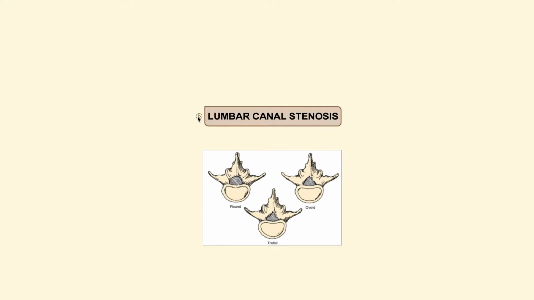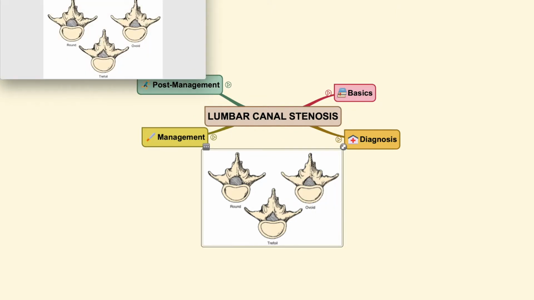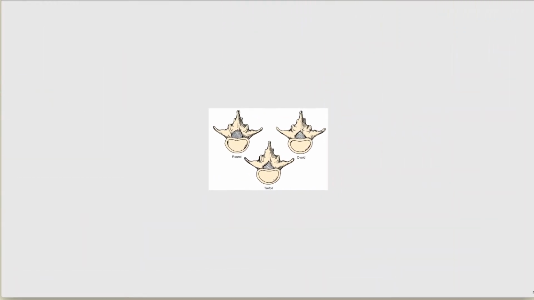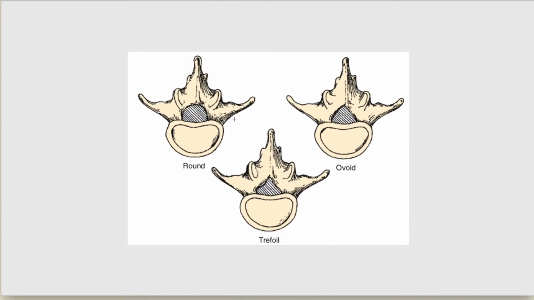Now, before we go on to the basic discussions regarding its diagnosis, management and post-management program, I'd like to show you these different anatomical pictures. You could see here that there are three basic types of spinal canal: the ones that have a round shape, the one that is ovoid, or the one that is in trefoil shape.